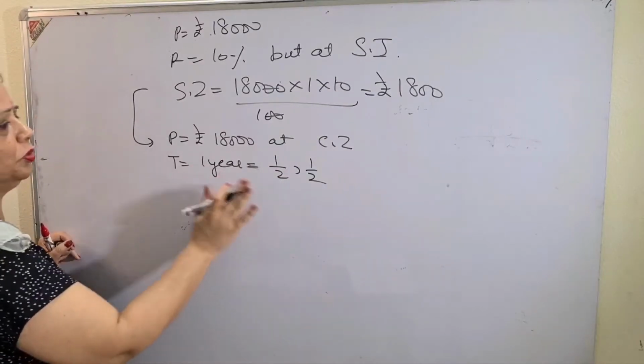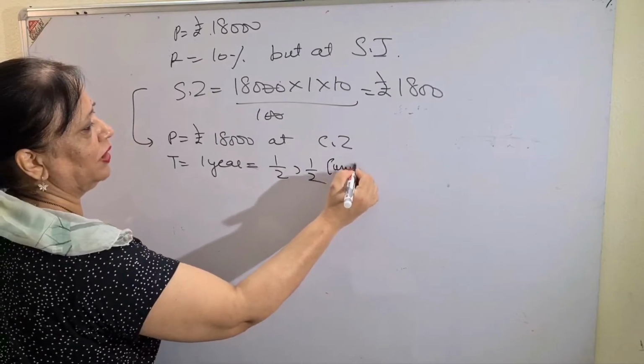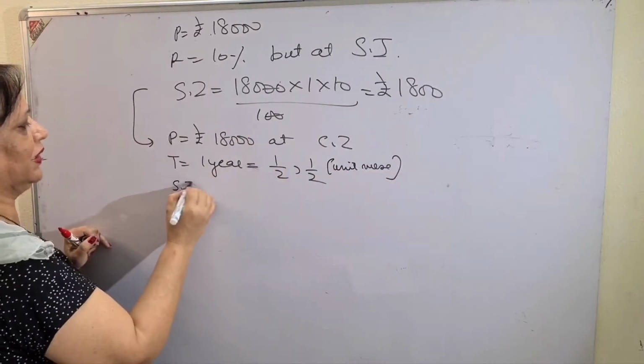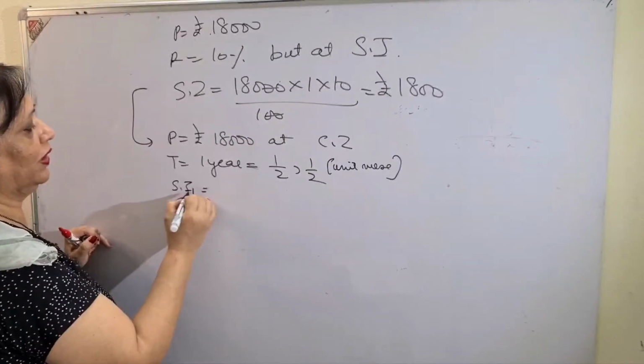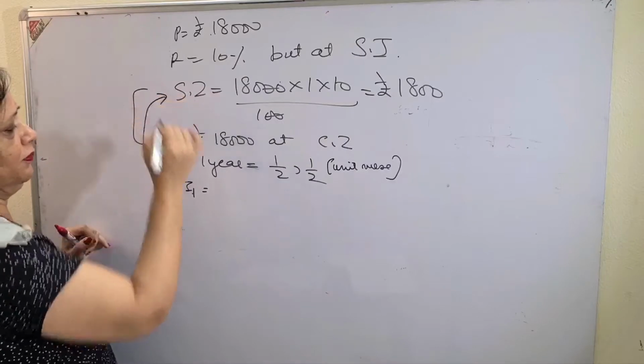So there will be 2 half years in 1 year. Half yearly unit wise you are going to calculate, children. This is the question. Now you find CI, same method. SI1, you will write 1.